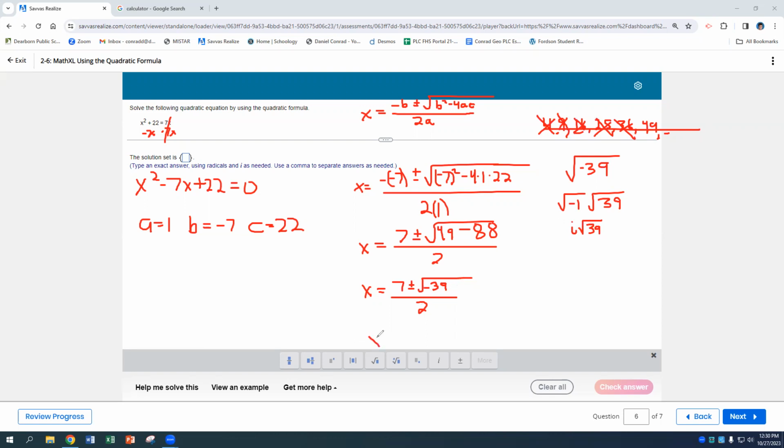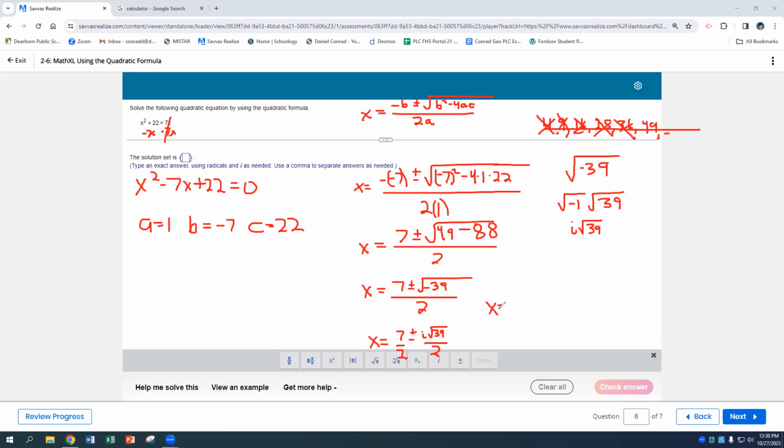Okay, so we're going to put in x equals 7 plus or minus i times the square root of 39 over 2, right? And we can split both of those, right? The 2, we got to divide both of those by 2. So 7 over 2 and i over 2, right? We're going to divide both terms by 2.